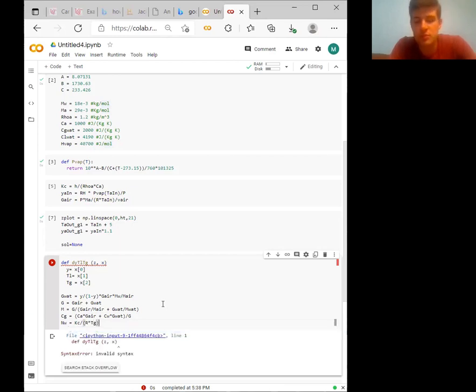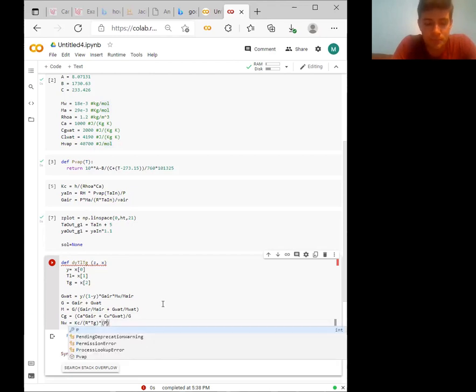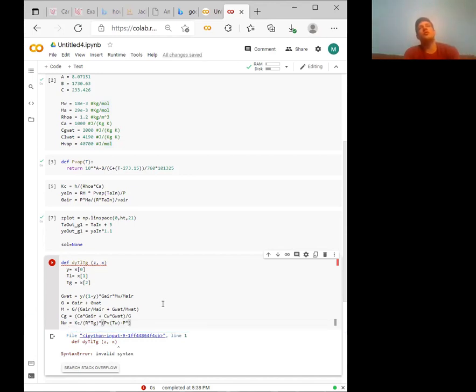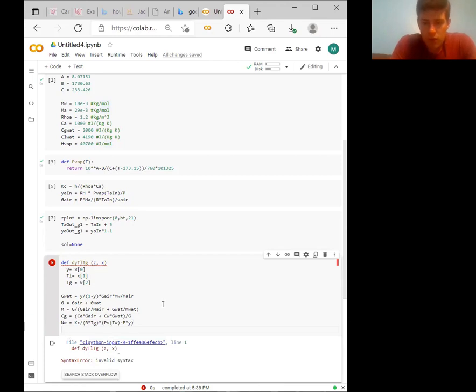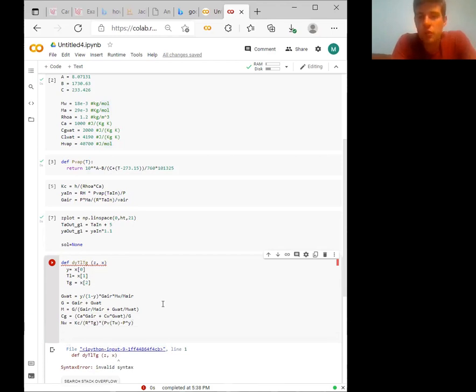And then we're going to multiply that by the vapor pressure, and then multiply that by the temperature of the water, which would then be subtracted by the total pressure and the mole concentration of the gas in the system, or mole fraction, if you will.